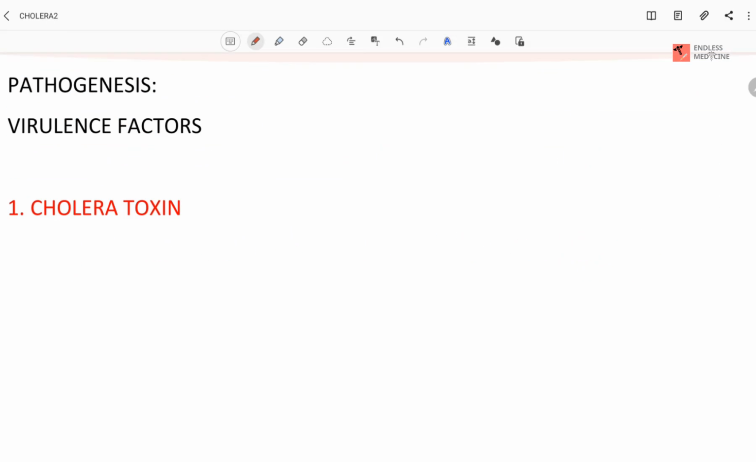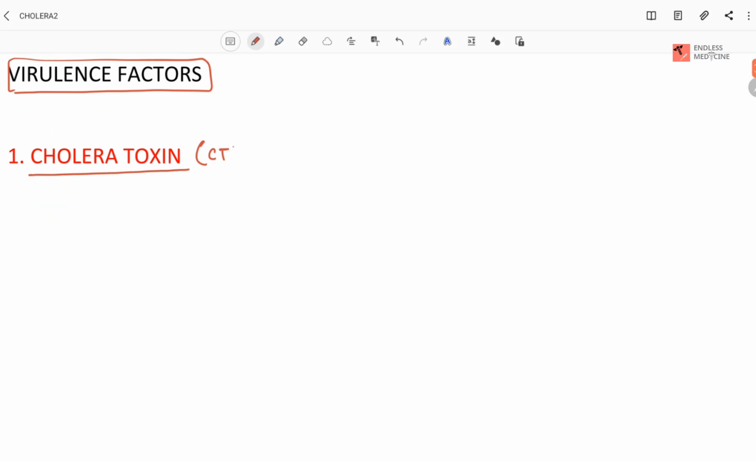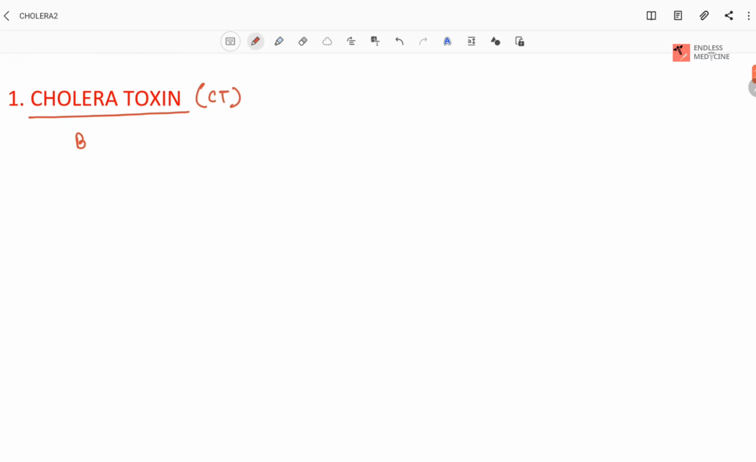Now come to the pathogenesis. Pathogenesis is due to some virulence factors of Vibrio cholerae. What are the virulence factors? The important virulence factor is cholera toxin, also known as CT. It is bacteriophage mediated, it is lysogenic, and acts on the adenyl cyclase enzyme.